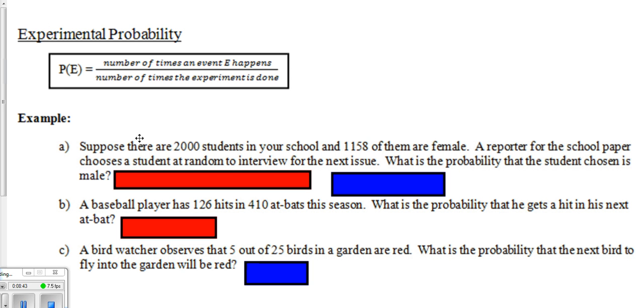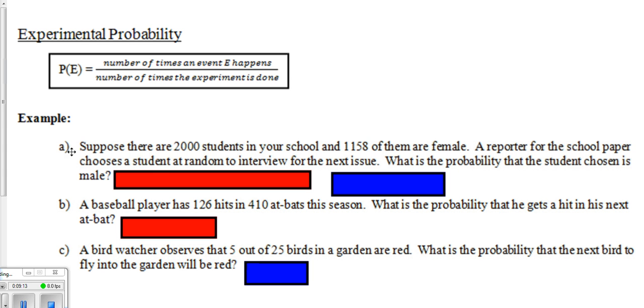Experimental probability. Now, experimental, again, is different from theoretical. It means we're going to figure out what is possible to happen next based on the fact that we've already run a test over and over and over. So we want to see the experimental probability given some outcomes that we've already observed. So again, we would say the probability of that event equals the number of times it already happened versus the number of times we did the experiment.